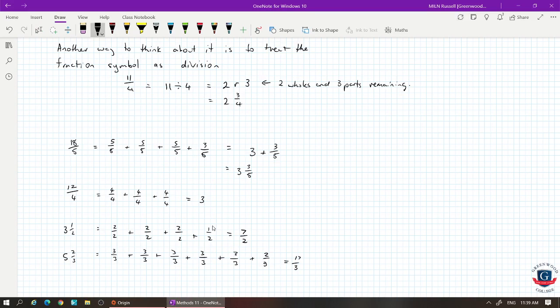Now, the clever of you will be going, well, Mr. Milne, there's an easy way. You just go 5 times 3 plus 2. And you would be right. 5 times 3 is 15 plus 2 is 17. 5 times 3 plus 2. Or 3 times 2 is 6 plus 1 is 7. Or 12 divided by 4 is 3. Or 18 divided by 5 is 3 remainder 3/5.